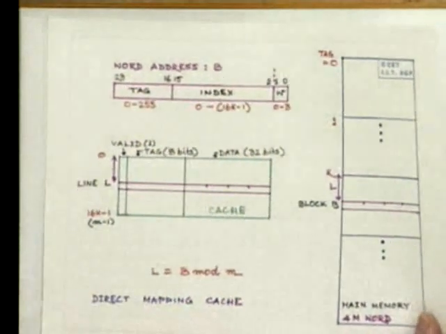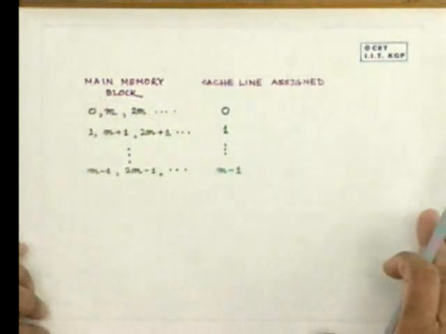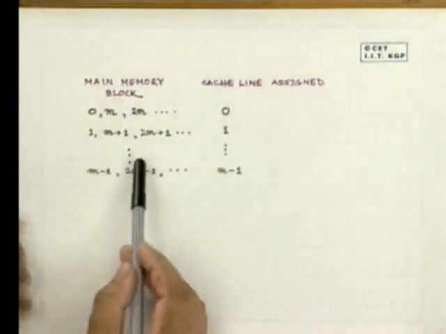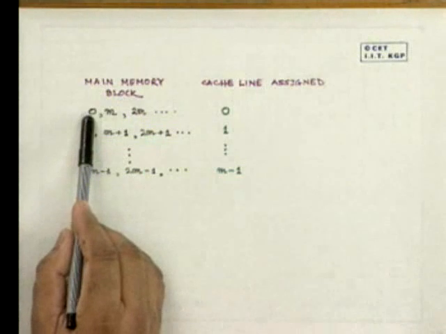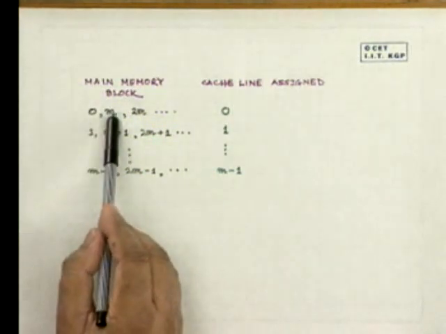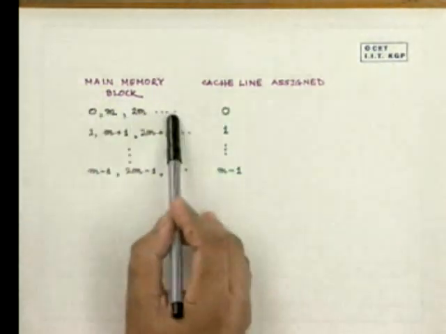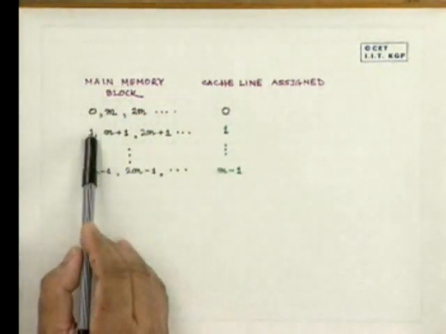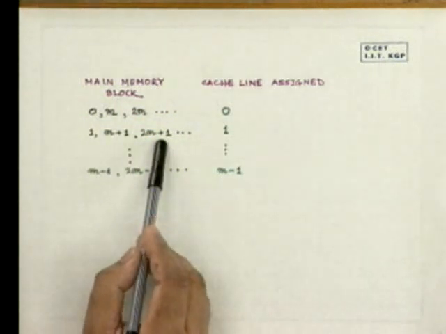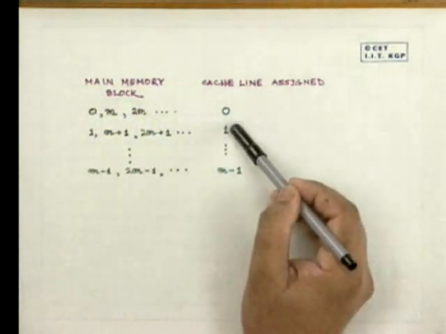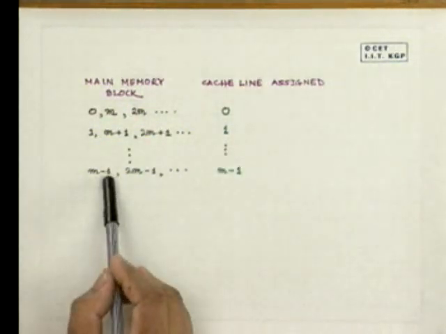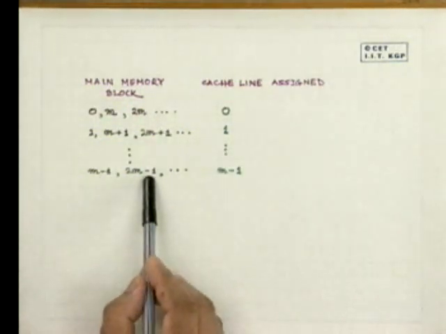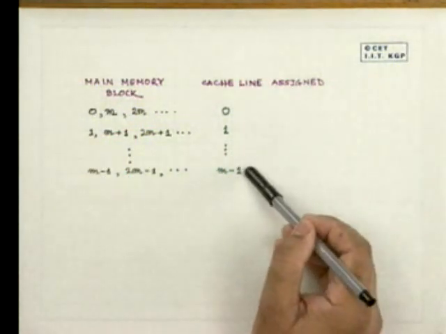If this is the mapping that is employed, then this is the mapping we get. That means the 0th word, the Mth word, twice Mth word, all of them will map into the 0th line of the cache. The first word, M plus 1 word, twice M plus 1 word will map into the first line of the cache, and so on, up to the M minus 1 word, twice M minus 1 word, all of which will map into the M minus 1 line of the cache.